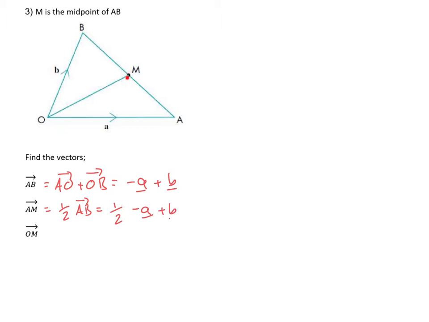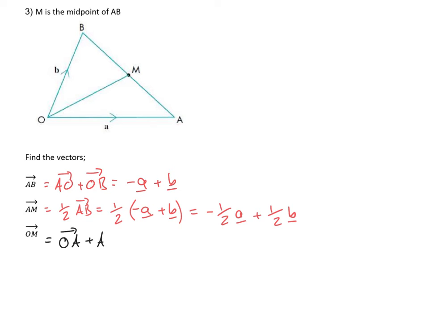To go from A to M, we're going to use the vector we've just found, A to B, and we're going to half the size of it. So multiplying through by a half gives us A to M. Remembering we're travelling in the same way as A to B, and that's why it's a positive a half we're using.